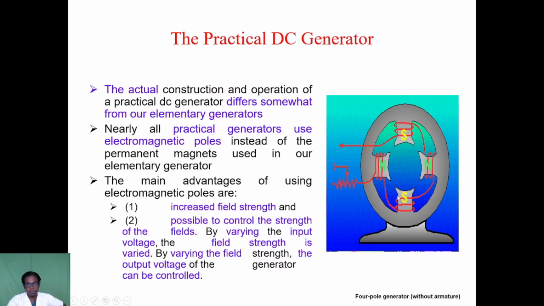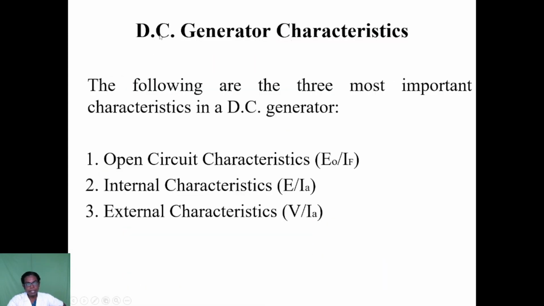Then the practical DC machine, DC generator characteristics. These are very simple: open circuit characteristics, internal characteristics, and external characteristics. Open circuit characteristics means on the output side there is no current and no load. The inputs are connected properly, and only the output side circuit is open, meaning the wires are not connected to a load, for example a bulb or fan. That is the open circuit, used only for measuring purposes.